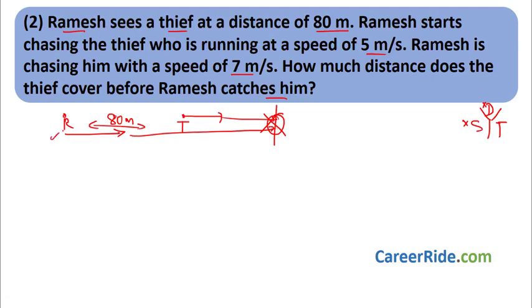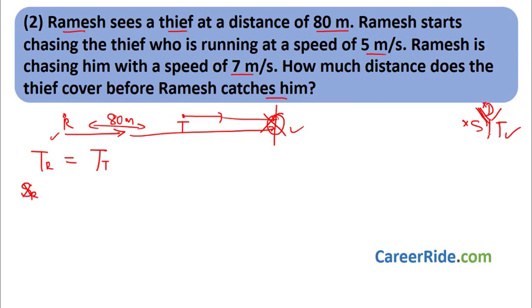That means both of them started at the same time and both of them stopped at the same time, that means the time taken is the same by both of them, or both of them were running for the same amount of time. So what do we have over here? We have time for Ramesh equal to time for the thief. So what is the formula for time? Time is nothing but distance upon speed.